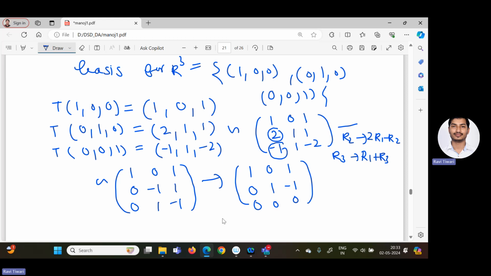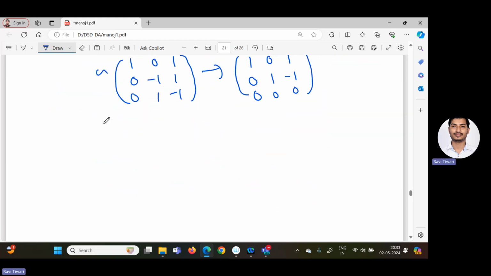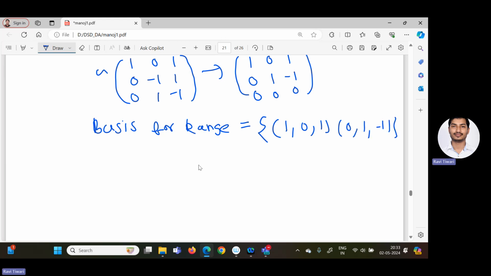So what will be the basis for the range of T? Always remember, we only take the non-zero rows. If any row is completely 0, 0, 0, we cannot choose that. So the basis for the range of T is (1, 0, 1) and the second non-zero row (0, 1, -1). And how will you calculate the dimension of the range? The number of vectors is known as the dimension. So the dimension of the range here is 2.